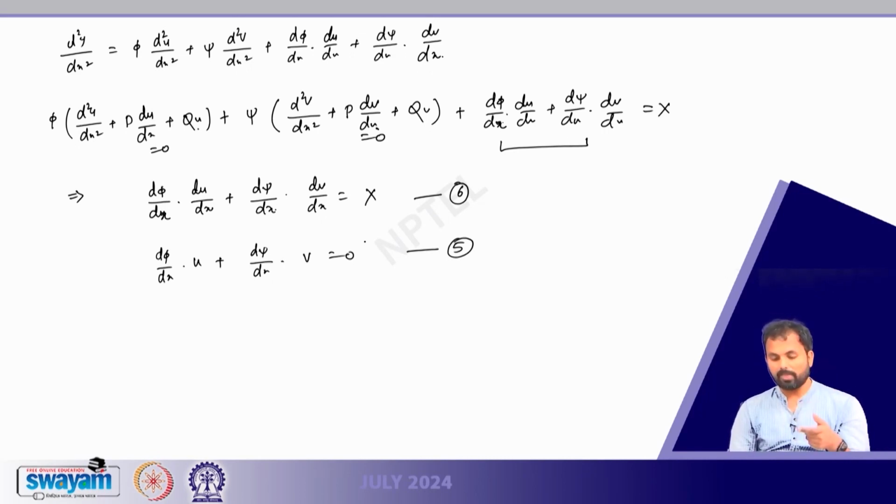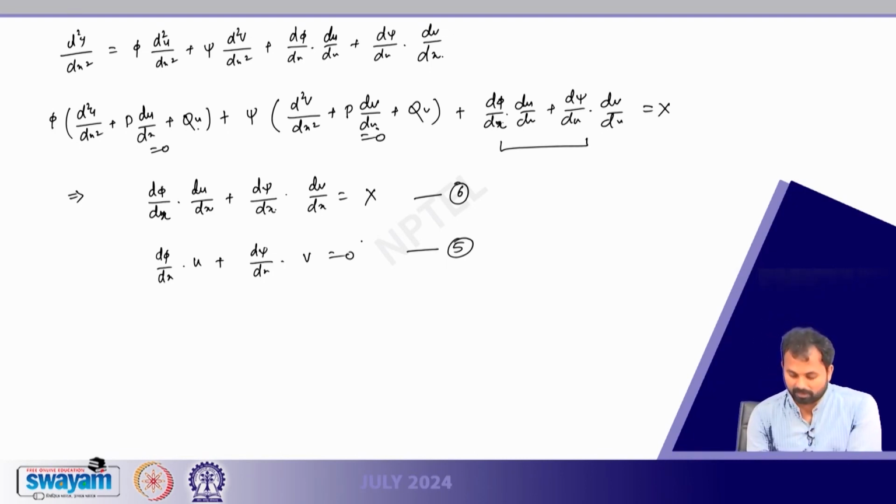So basically you can see this as a system of equations in variables d phi dx and d psi dx. So this is basically our 2 by 2 system with 2 unknowns and 2 equations. So we will end up getting a unique solution, right, and we are basically solving for phi and psi, because u and v we can determine very easily. u and v are the independent solutions of the homogeneous equation. We are just looking for phi and psi. So phi and psi can be determined from these 2 equations.